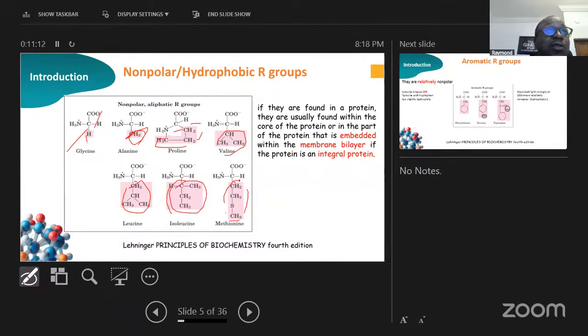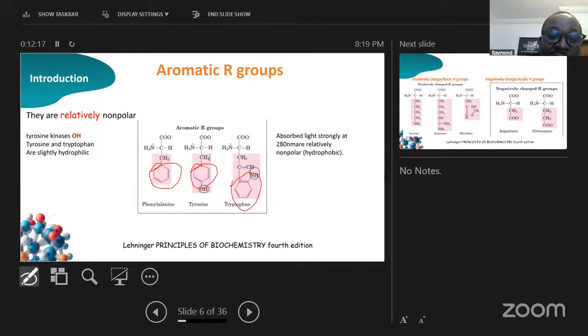Now you can see for tyrosine, tyrosine has OH. So that OH there is conferring hydrophilicity properties to the tyrosine. Then you can see there's an amino group here for tryptophan, which can also confer some hydrophilicity property to tryptophan. But generally, they are hydrophobic in nature.